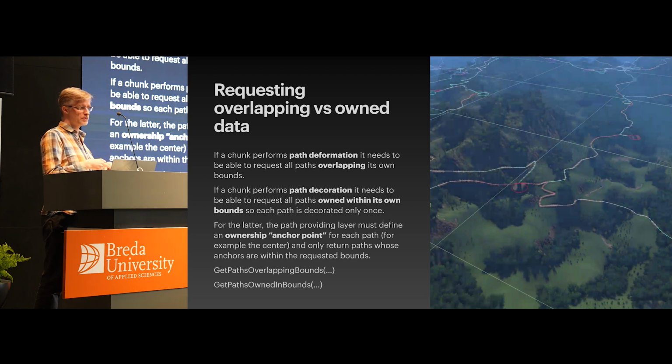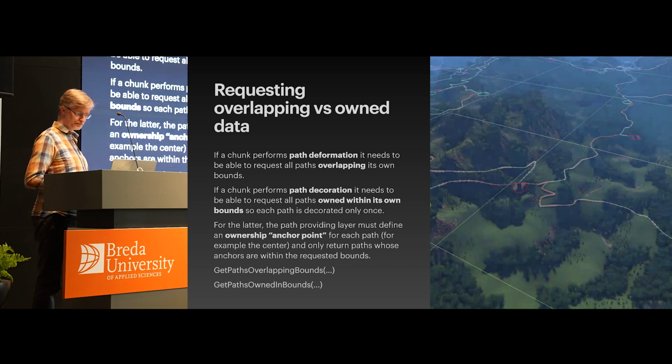within its own bounds. And in order for this concept to make sense in a general way, you can, for each path, specify which point is the ownership point of the path. So the layer that's providing the data can check all the chunks that overlap the bounds and collect all the paths, but only return the paths where the ownership point, which could just be the center of the path, lies within the request bounds.